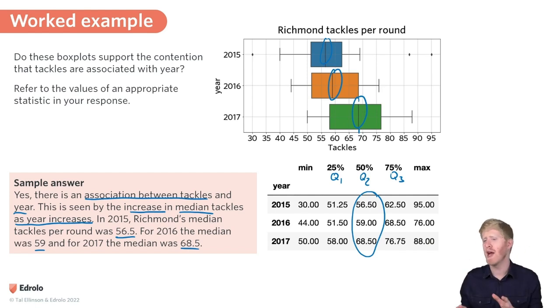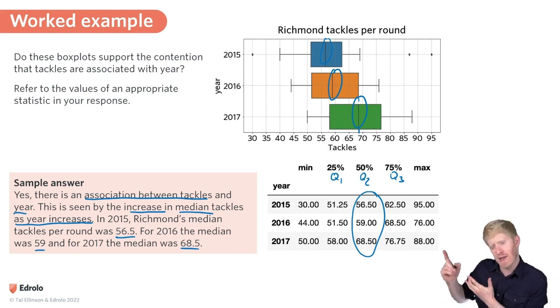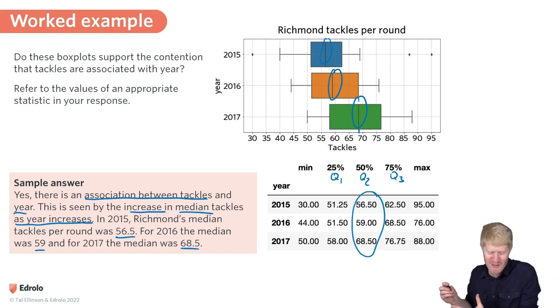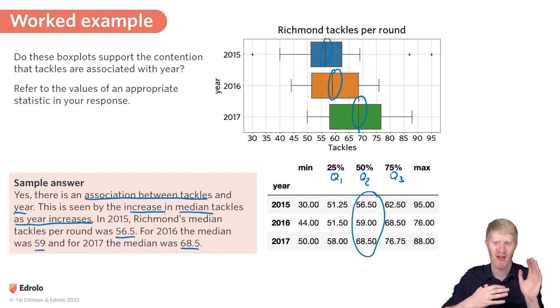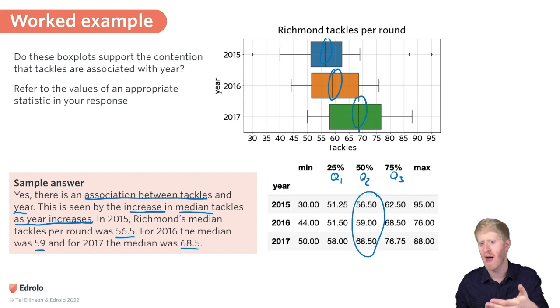When we talk about association, we're not talking about causation. We're not saying 2017 caused Richmond to do better. There are other things going on. Richmond had planning meetings and they changed the strategy, or they put more emphasis on this. There's an association between the variables. It seems that as one changes, the other one changes, but an association doesn't mean causation. We're going to talk about that in a later lesson.